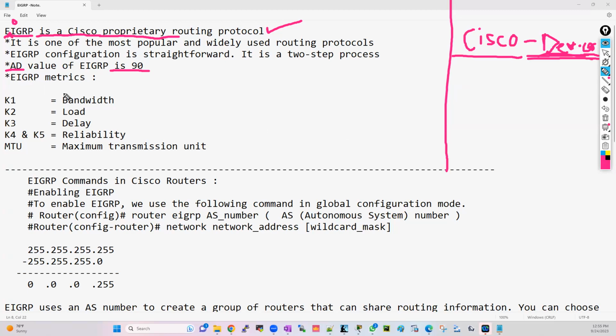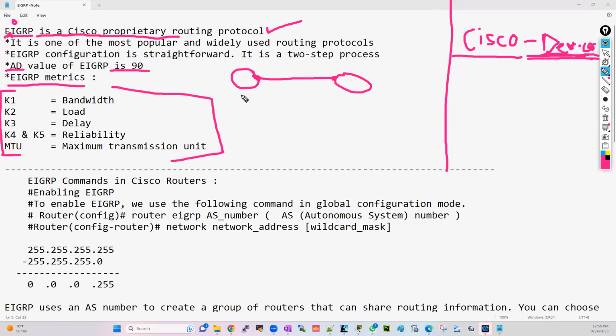Having said that, these are the metrics EIGRP uses to decide neighborship, to form neighborship with connected routers. If two interfaces were configured to use EIGRP, the routers must fall into some of these metrics before they can form neighborship.